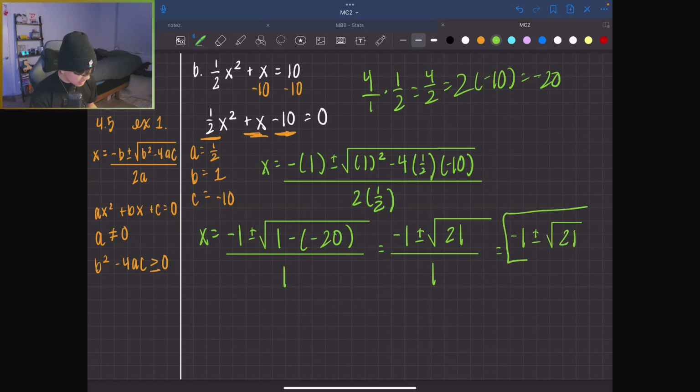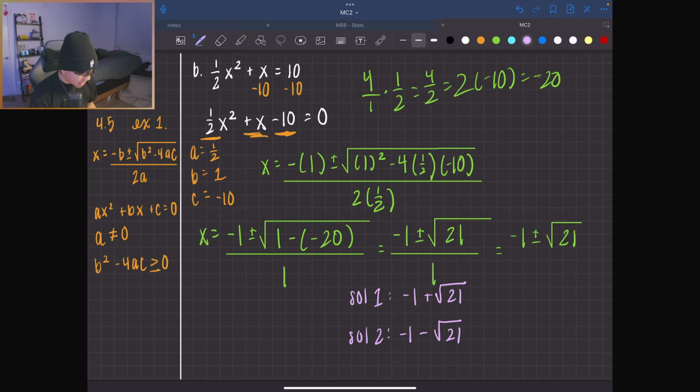So you can leave your answer like this on any other occasion, but I want you to actually solve for the variable x here, okay? So we're going to have two solutions. What are our solutions? Solution number 1 is going to be -1 plus root 21. And then solution 2 is going to be -1 minus root 21.